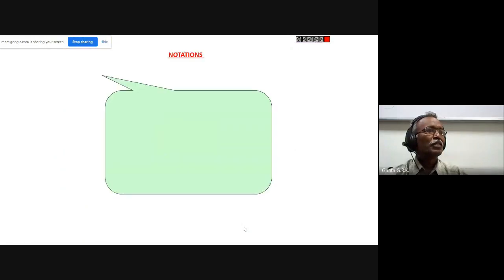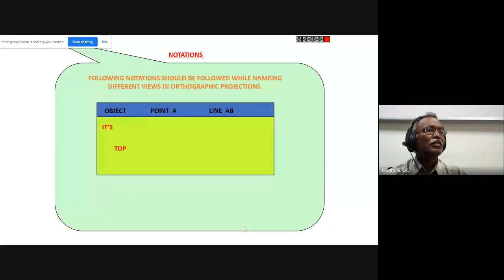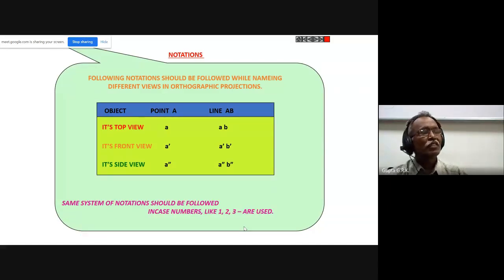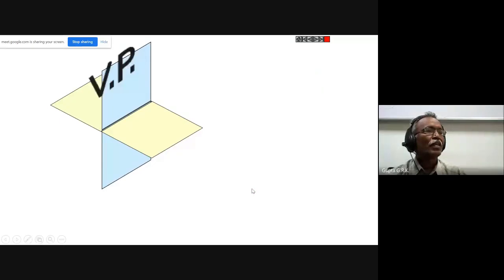So when an object... the notations: top view is in small letters, front view is a letter with a single prime, and side view is a letter with 2 primes. So for a line AB, we have A dash B dash, A double dash B double dash.